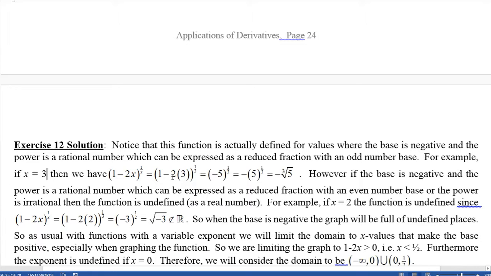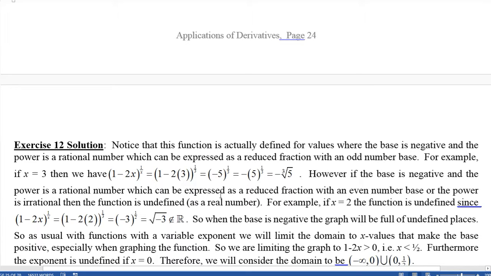Then we have 1 minus 2 times 3 to the power 1/3. Okay, 2 times 3 is 6, so 1 minus 6 is -5 for the base, and we have the 1/3 power. We have taken a negative base to a 1/3 power. It's the opposite of the absolute value of the base, 5, to the 1/3. So in other words, this negative we can pull out front, and this becomes 5 to the 1/3, and then take the opposite of that, or the opposite of the cube root of 5. Now that is a legitimate, irrational, negative number. So that function is defined there.